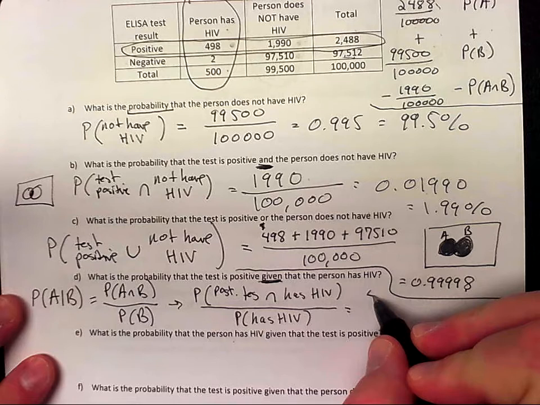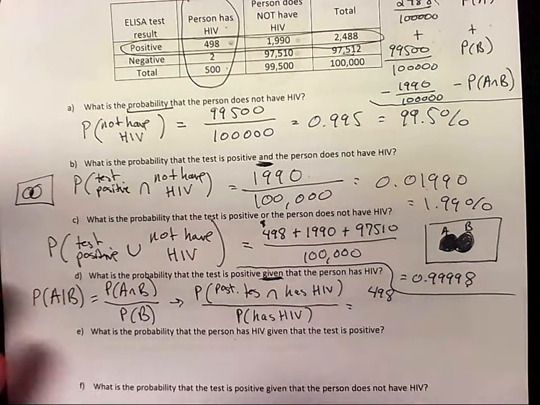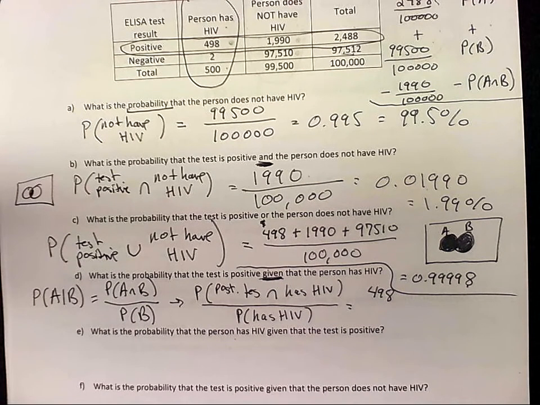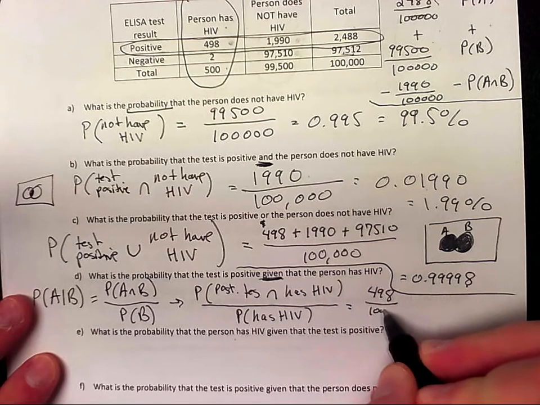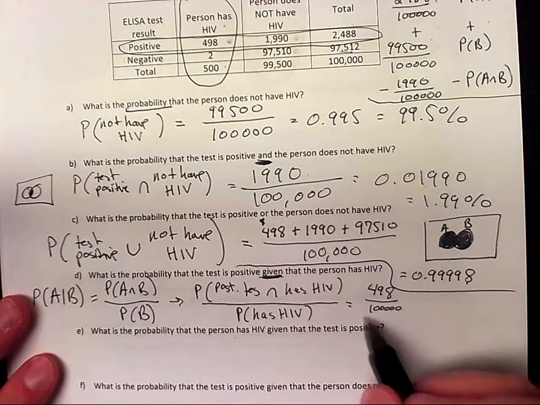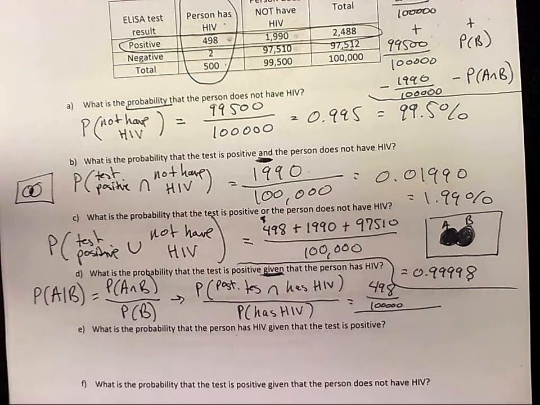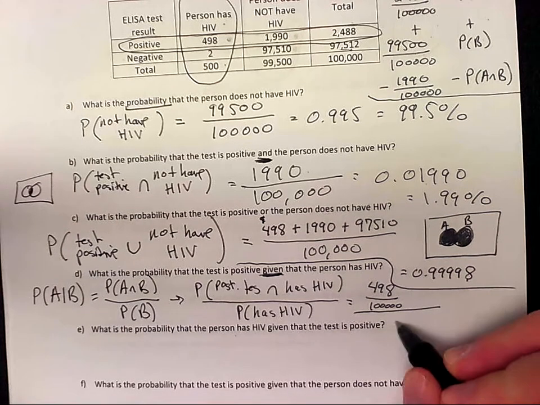And just like you correctly said, where they overlap, that's their intersection, right? So up here we would have 498. That's where they overlap. Is it just 498? No. Divided by the total number. Awesome. So that's just in the numerator. And then in the denominator, I'm going to try to find the probability that that person has HIV. And how do I find the probability that person has HIV? 500 divided by 100,000.